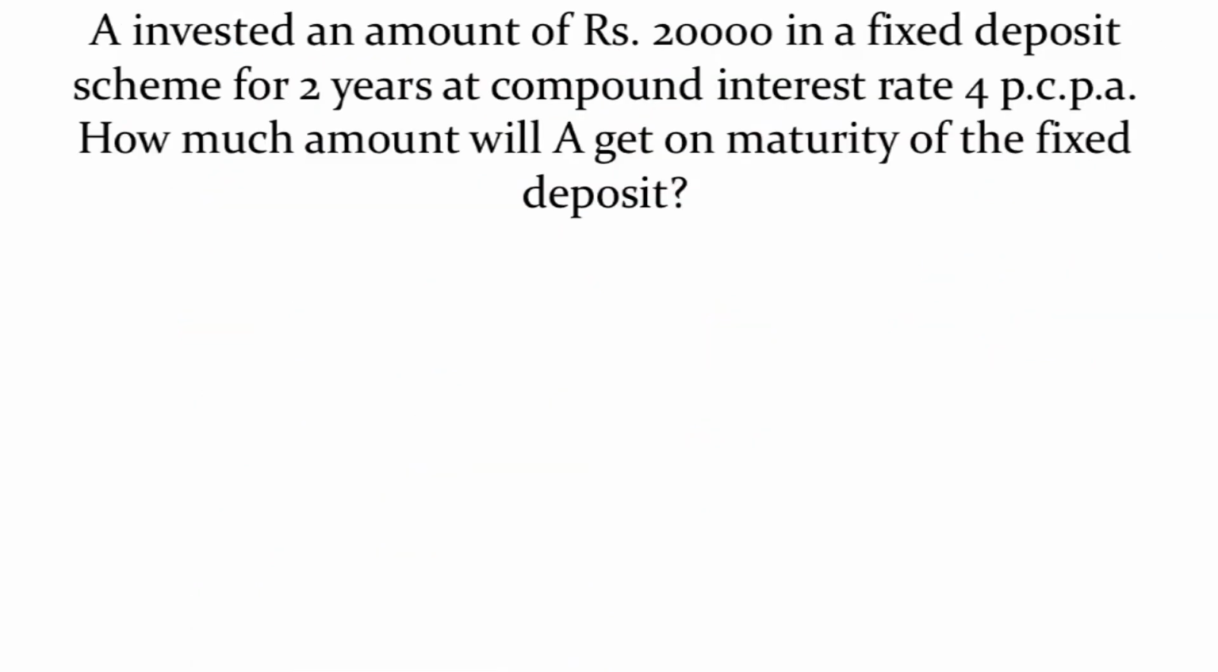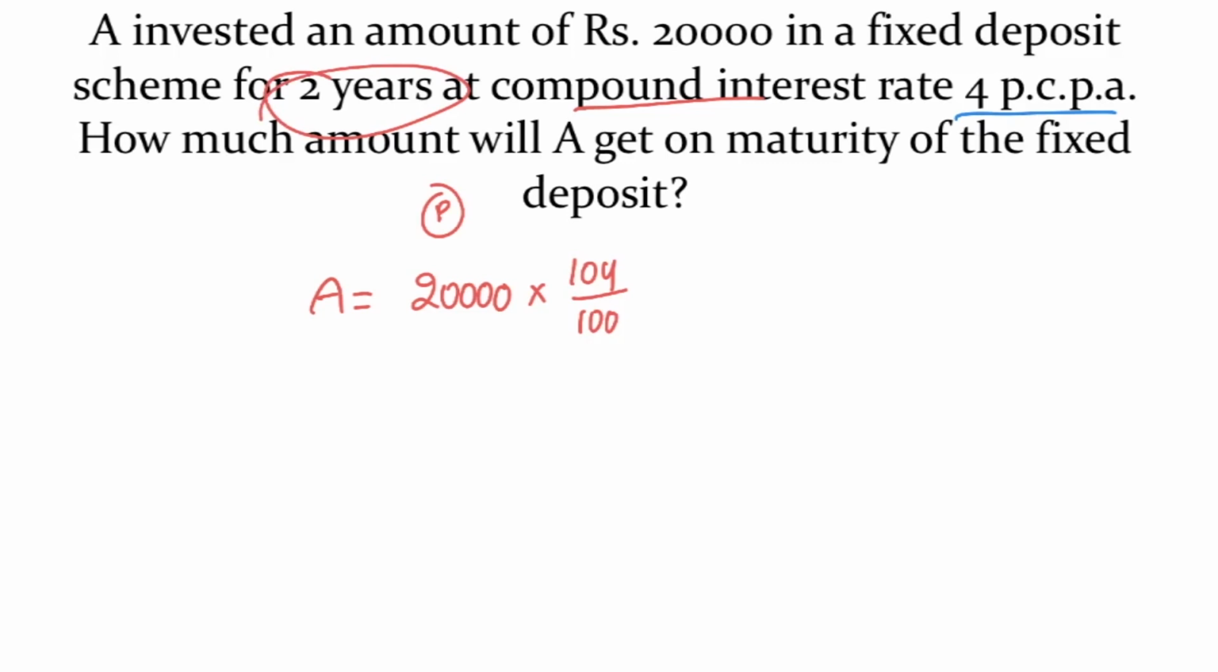A invested an amount of 20,000 rupees in a fixed deposit scheme for 2 years at compound interest 4% per annum. 4 PCPA means 4% per annum. How much amount will A get on maturity of fixed deposit? It is compound interest. A will get on principal 20,000 rupees. Rate of interest 4%, 104 by 100. Duration 2 years, multiply 104 by 100 2 times.